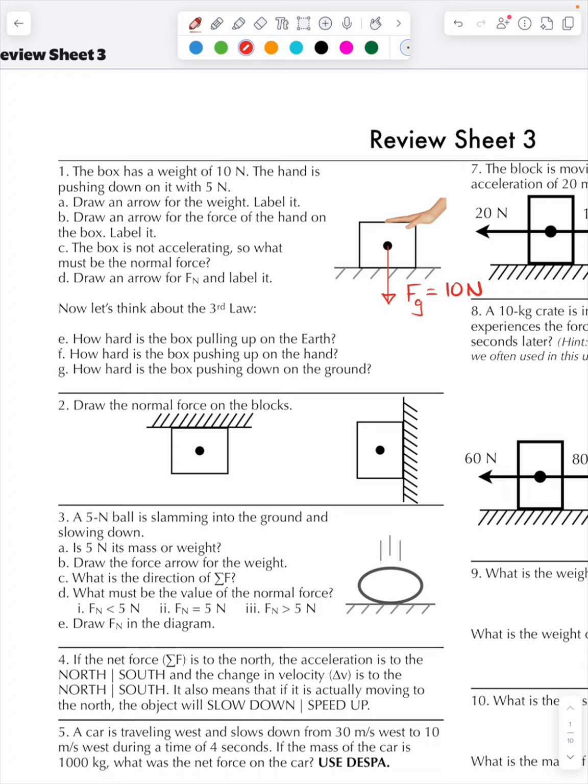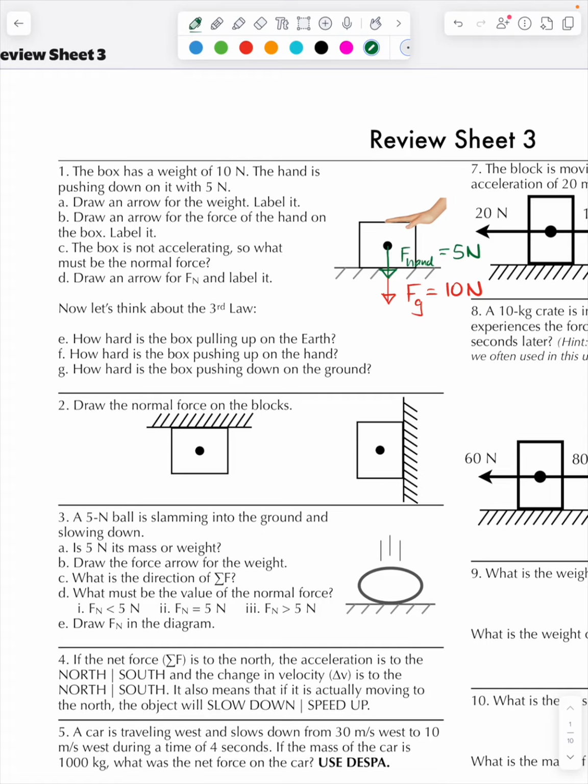Draw an arrow for the force of the hand on the box. We'll use a different color. And so the hand is pushing down on the box with 5 newtons. So I'll do this in green, and it should be about half the size, right? Make that a little darker. So I'm just going to call this, as there's no standard symbol, force of hand, how hard the hand is pushing, and that's 5 newtons. Remember, newtons is the SI unit of force or weight.